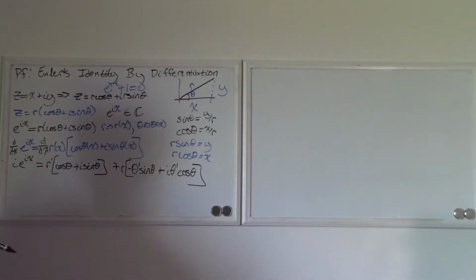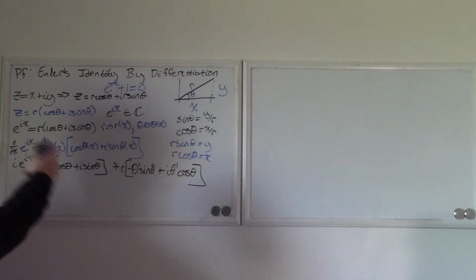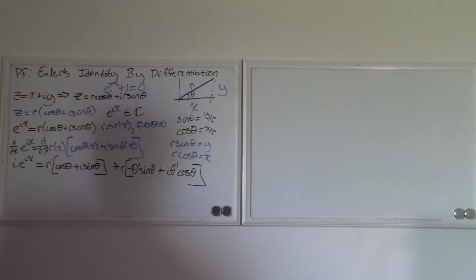So now we have this. And why do we do this? It seems like we got a lot more complicated, right? Well, the reason is we're going to want to be able to separate real parts from imaginary parts. It's still a little difficult to do, so let's try to simplify things a little bit.